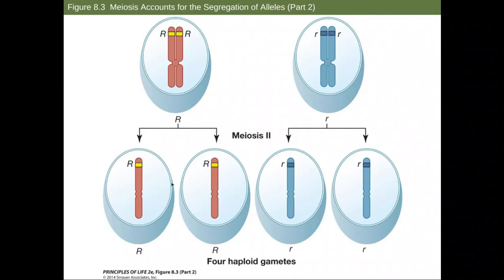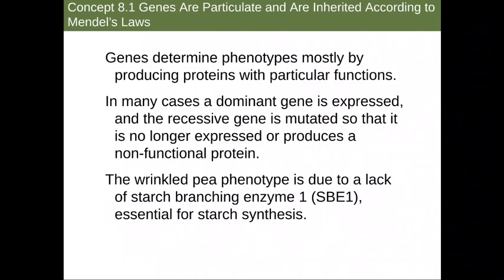We have this dominant allele, recessive allele here. At the end of meiosis 2, each haploid gamete is going to contain one member of each pair of homologous chromosomes, and thus one allele for each gene. Genes determine these phenotypes mostly by producing proteins with particular functions. The proteins that are made give our green beans and peas their green color.